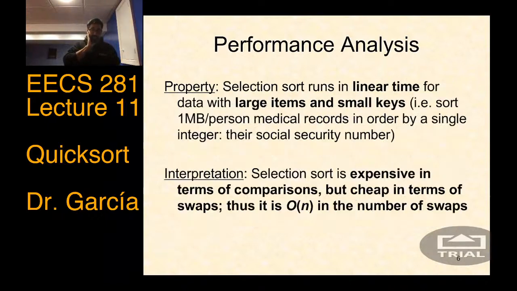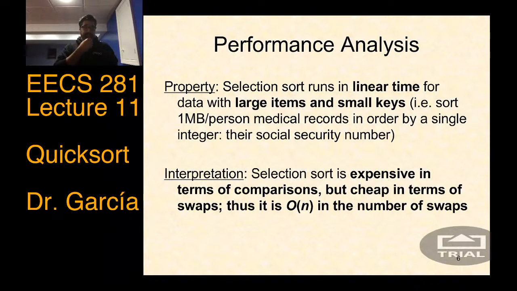And then selection sort runs in linear time for data with large items and small keys. If you recall, this is why we want a trade-off between the number of comparisons and the number of swaps, depending on the context of what you're looking to sort. It might make sense to reduce the number of swaps or moves of the elements in the array as opposed to the number of comparisons.